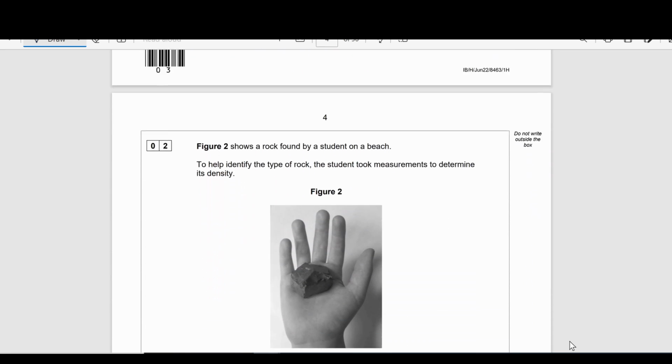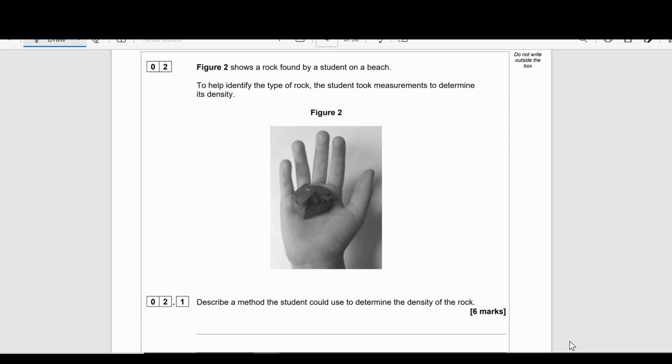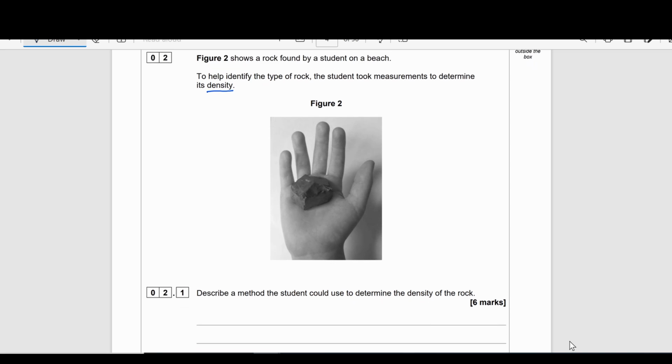Question 2. Figure 2 shows a rock found by a student on a beach. To help identify the type of rock, the student took measurements to determine its density. So here's our figure with our rock.